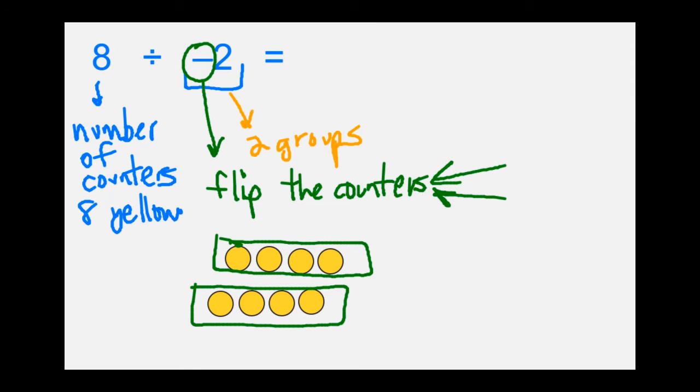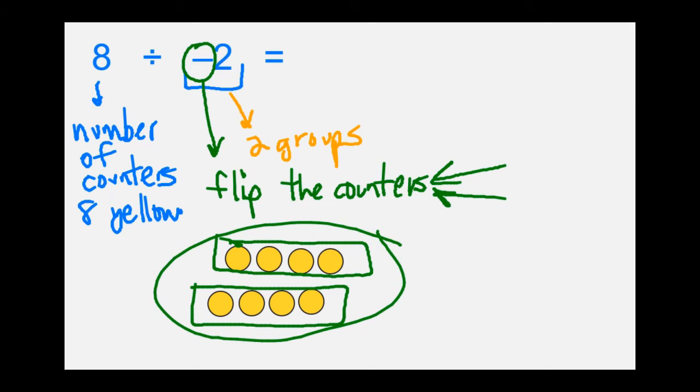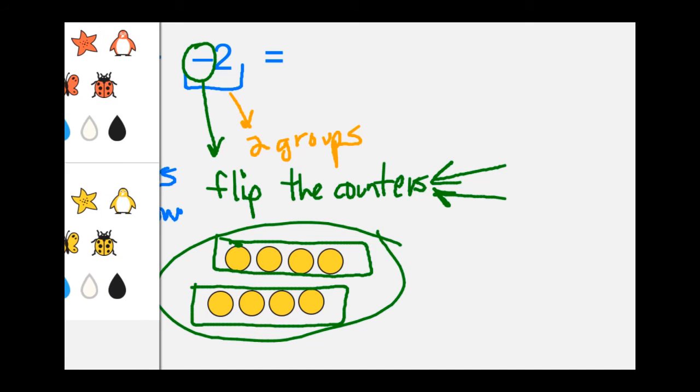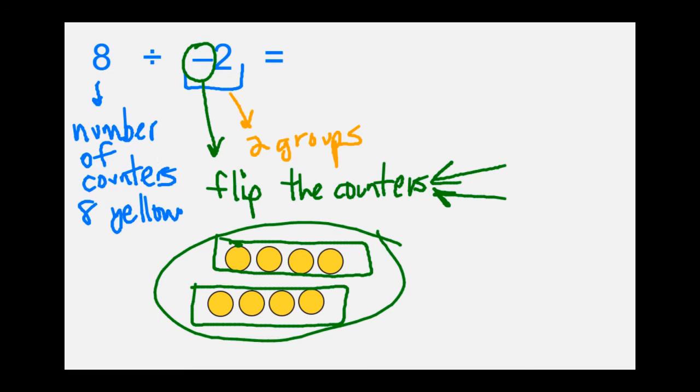So let's see if I can do this here. So what we're going to do is all of your positive counters here, they are now going to change to, oops, no, not that way. Can I change them to negative? Oh, maybe I can change them all. Let's see. I flipped them. Ta-da! 2 negative counters here. So I modeled +8, so I had the yellow counters, I made 2 groups, and then I flipped the counters.